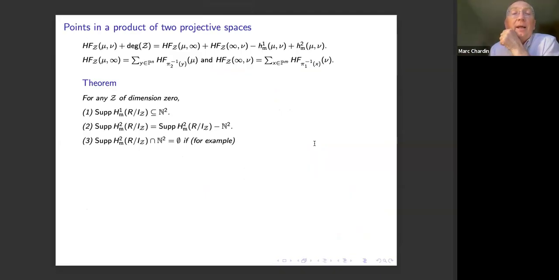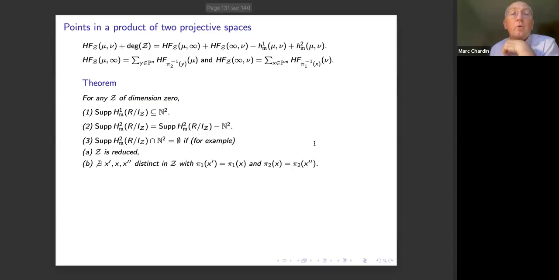And the important thing is that in many cases, the supports of H2M do not intersect the supports of H1M. So it does not intersect n squared. This is the case, for example, if you have a reduced scheme and you have no point x that has the same projection on the first factor as another point, and the same projection on the second factor as another point.